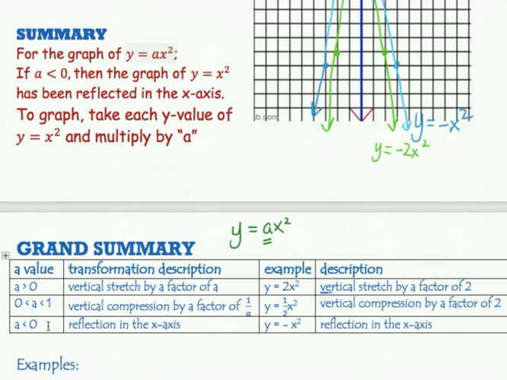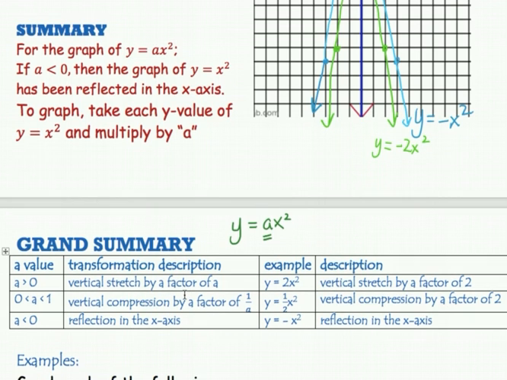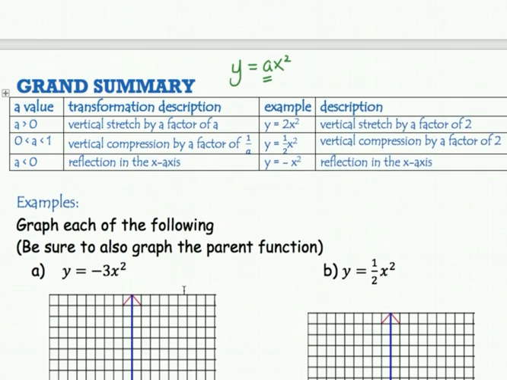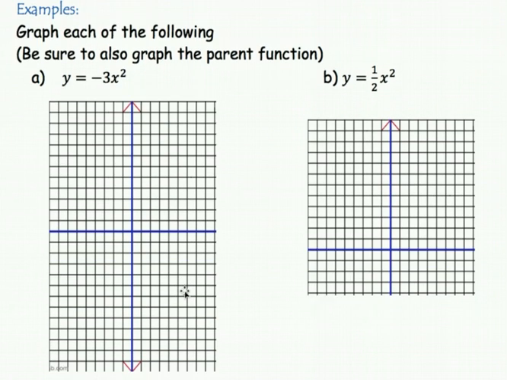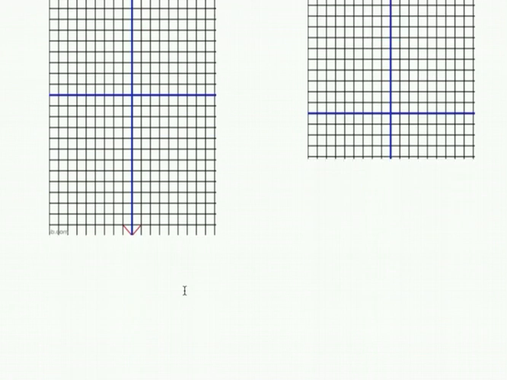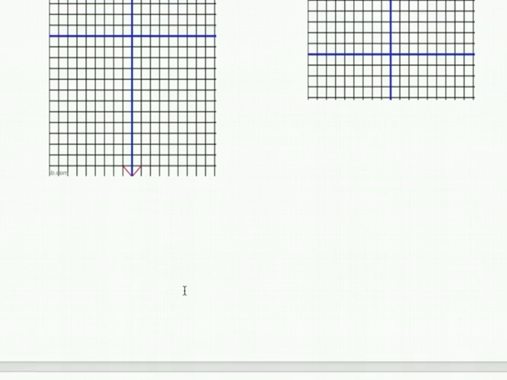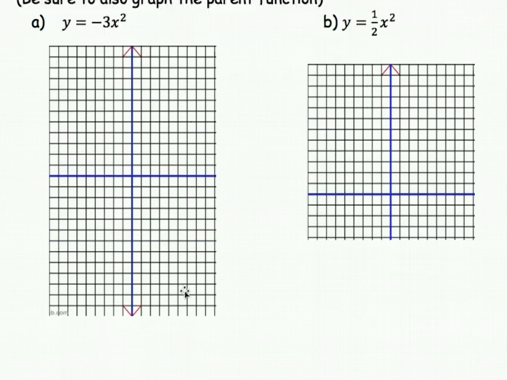And then the last one here, a is less than 0. So if you have a negative value, if you just see a negative there, then you know it's a reflection. Okay, so remember the actual value of a determines the stretch or compression, but if you know there's a negative there, you could just say reflection in the x-axis. Okay, so go ahead and try these couple examples here. And again, remember you can always use Desmos to double check your work.